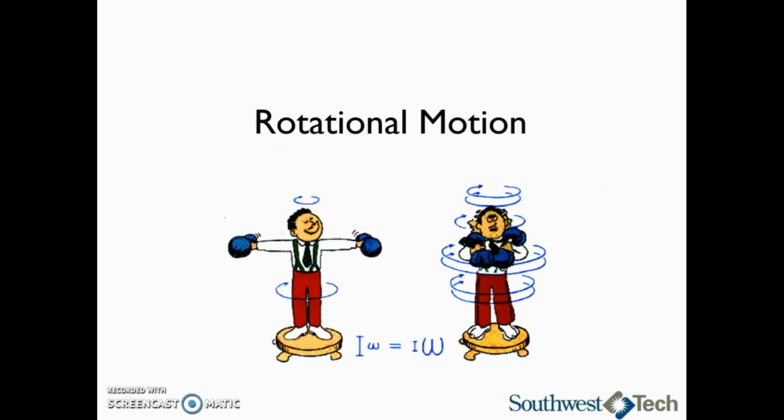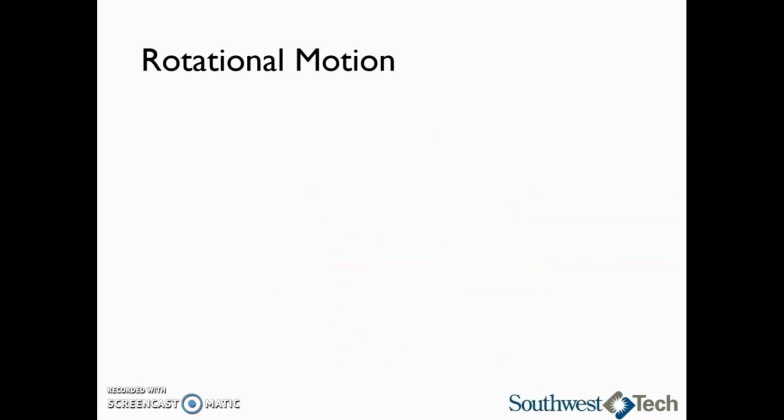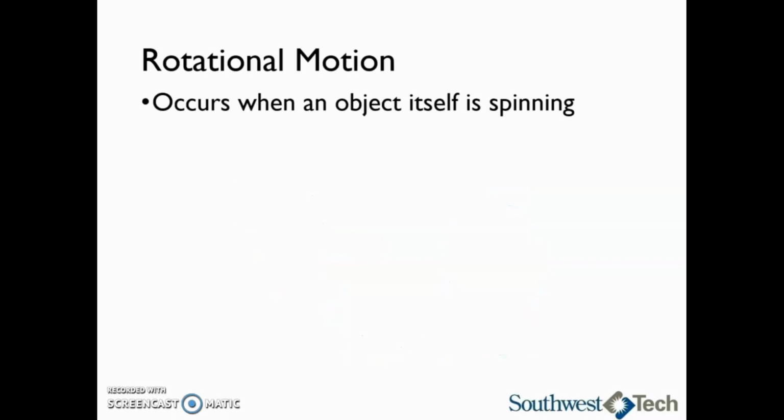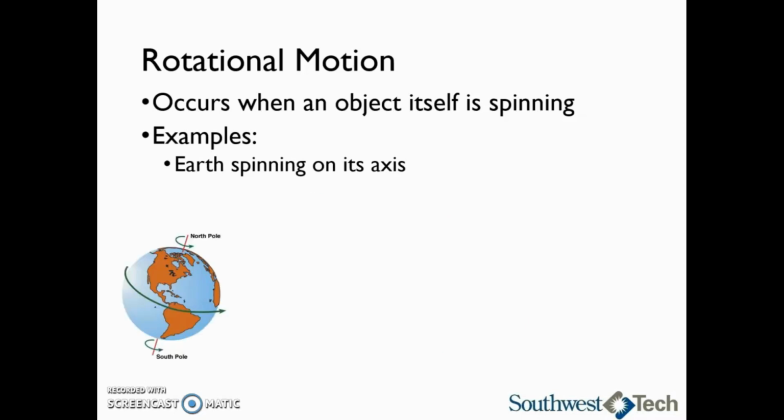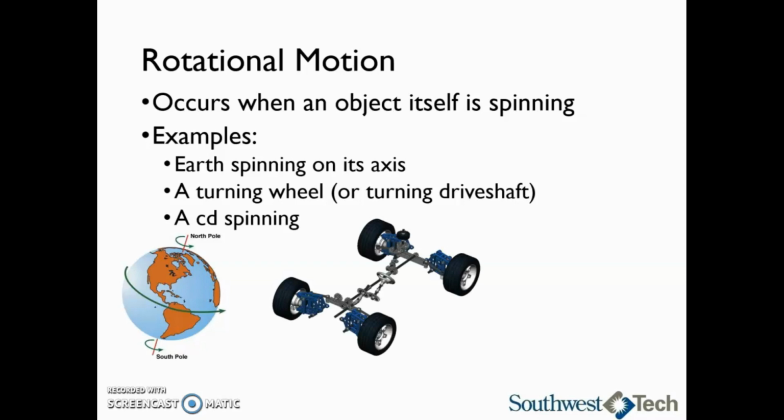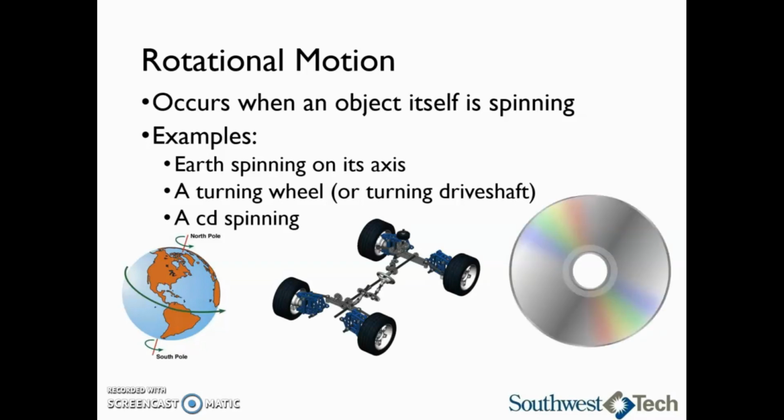The first topic we are going to take a look at is rotational motion in general. Rotational motion occurs anytime an object itself is spinning. Some examples of rotational motion are the Earth spinning on its axis, wheels or a drive shaft on a car spinning, or a CD or DVD spinning.